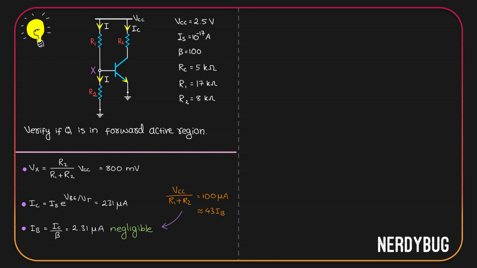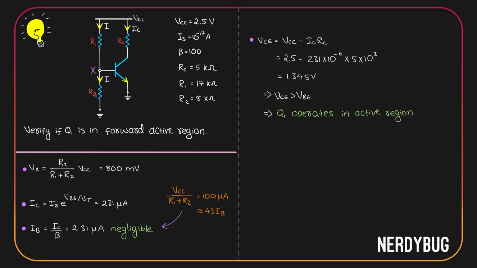Now, to check whether the transistor is in forward active region, we have to make sure VCE is greater than VBE. We have to find out VCE. We know VCE here is VCC minus IC RC. Let us give the values and we get VCE is 1.345 volt. This is obviously greater than VBE, which means Q1 is operating in the active region.